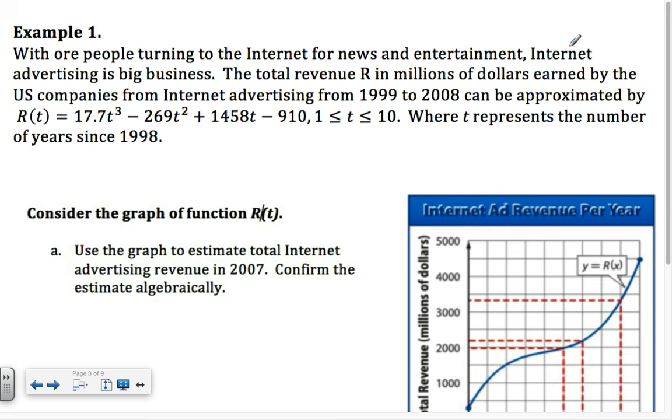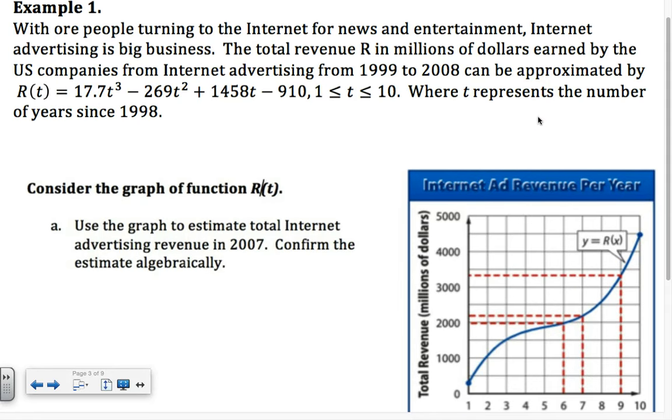With more people turning to the internet for news and entertainment, internet advertising is big business. The total revenue R in millions of dollars earned by U.S. companies from internet advertising from 1998 to 2008 can be approximated by the function R(t) = 17.7t^3 - 269t^2 + 1458t - 910 for the interval 1 ≤ t ≤ 10, where t represents the number of years since 1998.